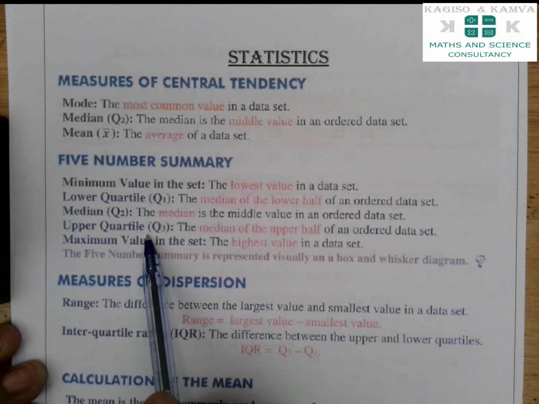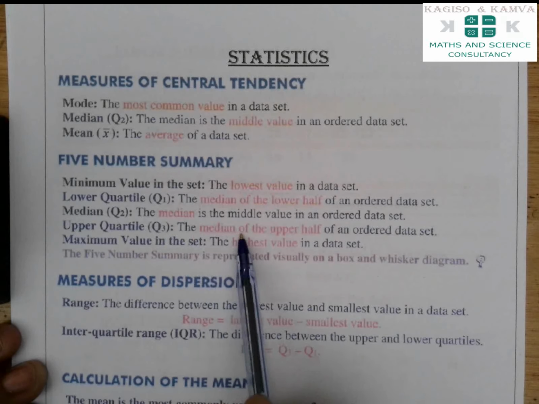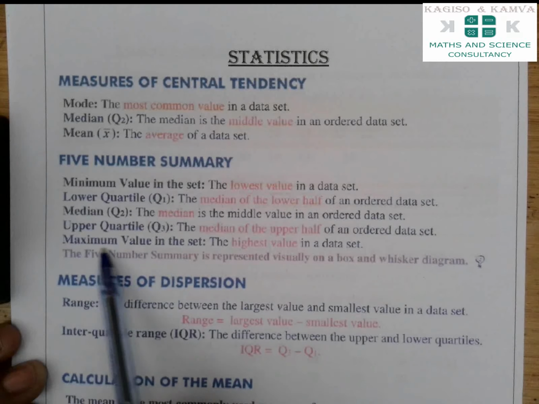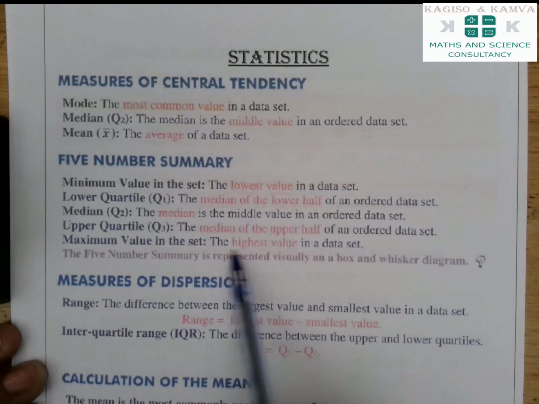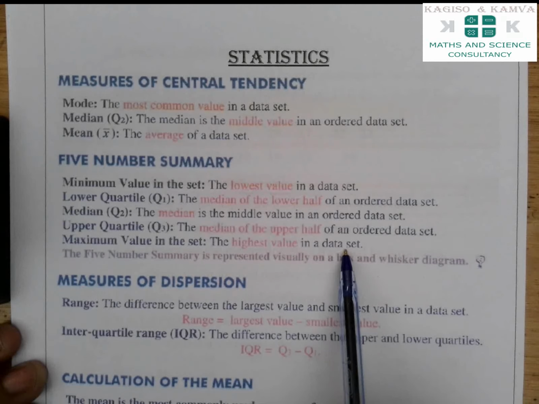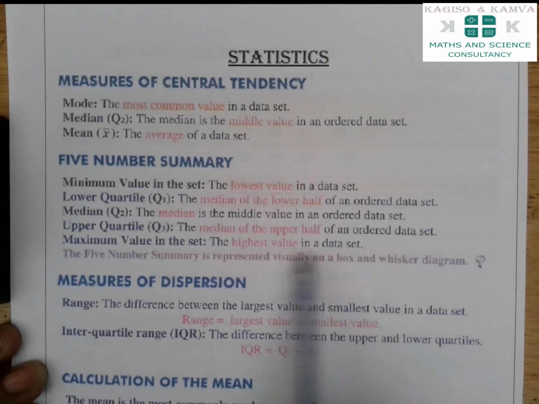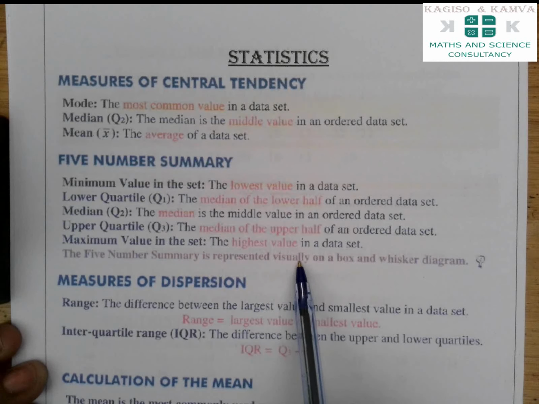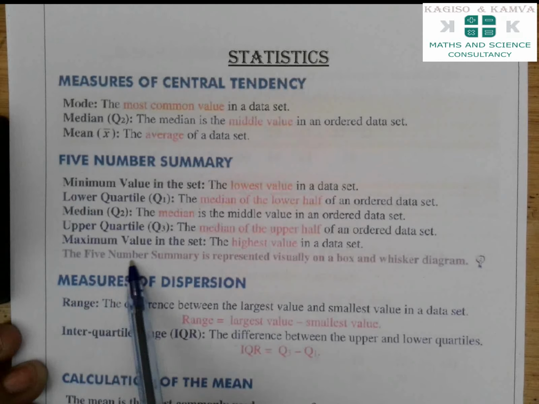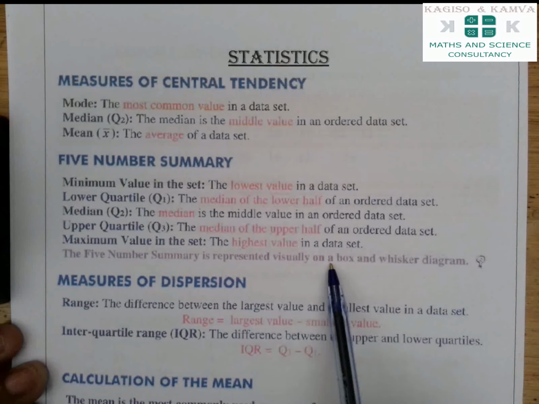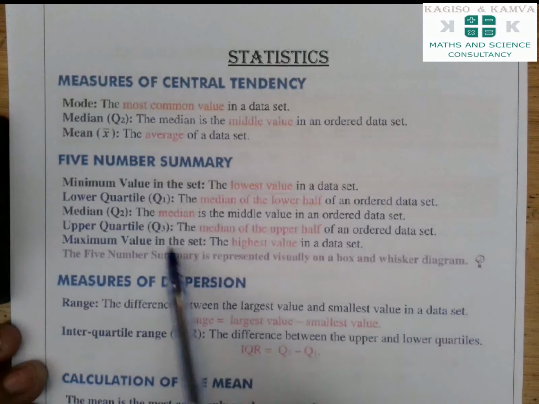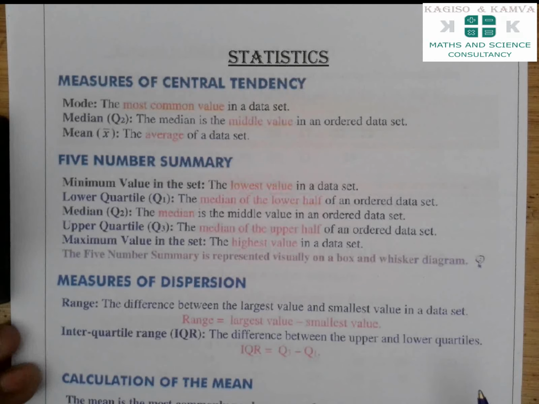The upper quartile, Q3, the median of the upper half of an ordered data set. The maximum value in the set, the highest value in a data set. The 5-number summary is represented visually on a box and whisker diagram. We'll also do the box and whisker diagram to represent the 5-number summary.